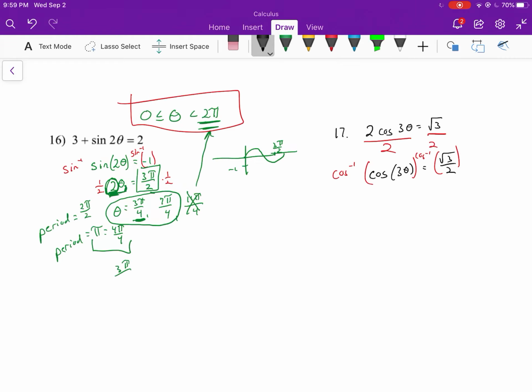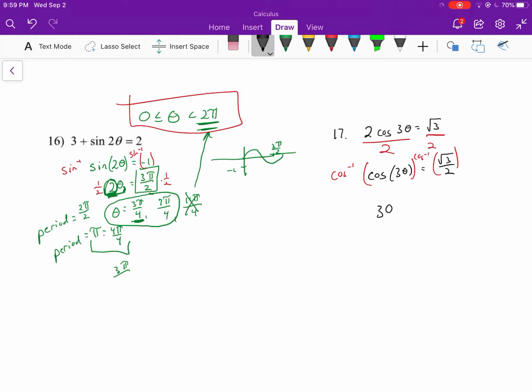And so here we have 3 theta equals, and when does cosine equal root 3 over 2? Well, it's positive, so we can do first quadrant and fourth quadrant for cosine. Remember, all are positive in the first, sine's positive in the second, tangent's positive in the third, and cosine is positive in the fourth. And so if you know your trig ratios, you know that this would be at pi over 6. And that's from the first quadrant, and then 11 pi over 6 from the fourth quadrant.